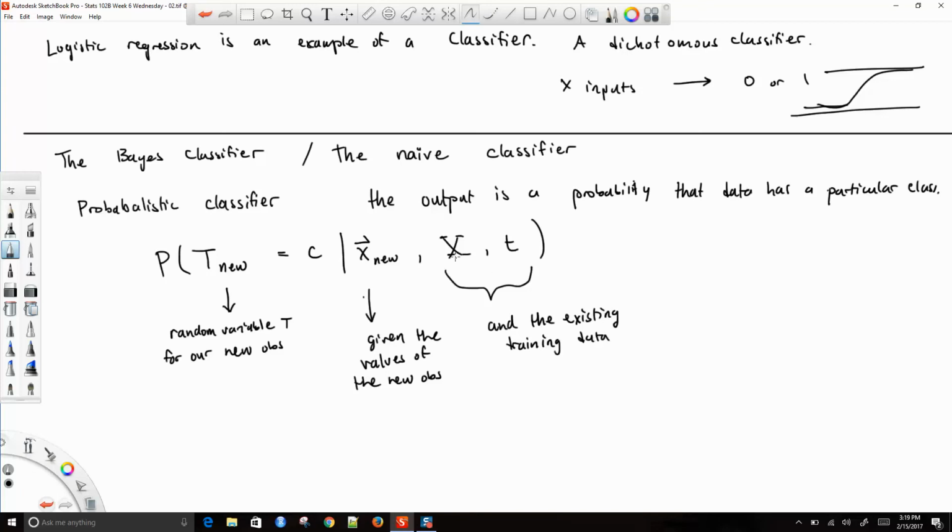Okay, so this is our training data, right? We have our x inputs, all of our x inputs, and all of our t observations. This is our existing training data, and we want to know, what's the probability that the next one is going to do this, right?